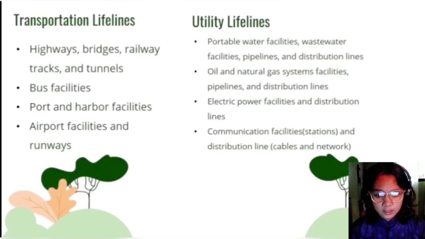Here are some examples of transportation lifelines. We have highway, bridges, railway tracks and tunnels, bus facilities, port and harbor facilities, airport facilities and runways. And at the right side, we have the example of utility lifelines. We have potable water facilities, wastewater facilities, pipelines and distribution lines, oil and natural gas system facilities, pipelines and distribution lines, electric power facilities and distribution lines, communication facilities and distribution lines.